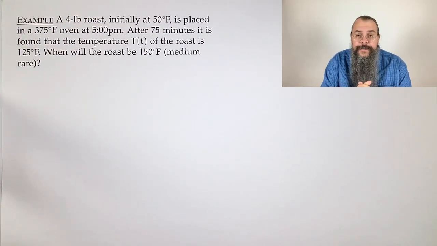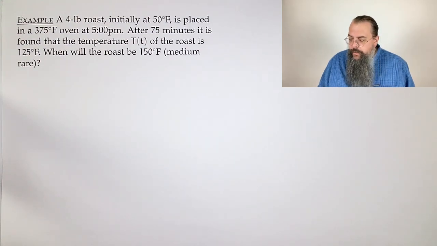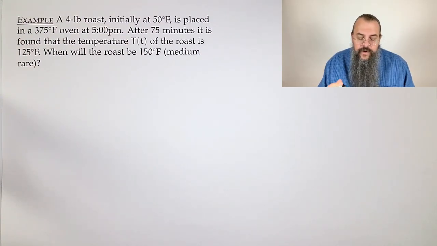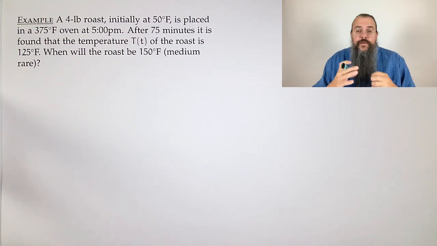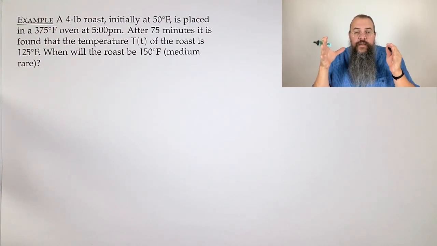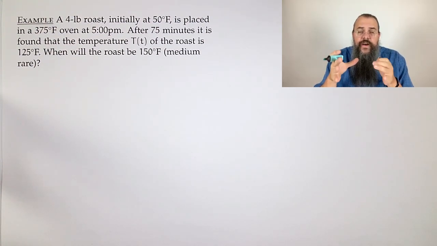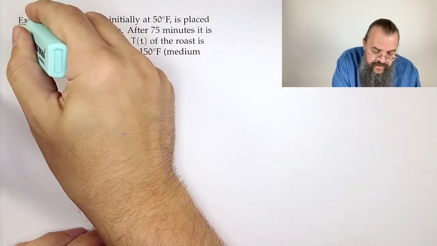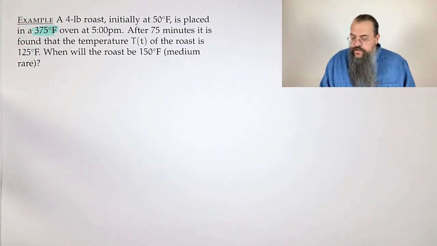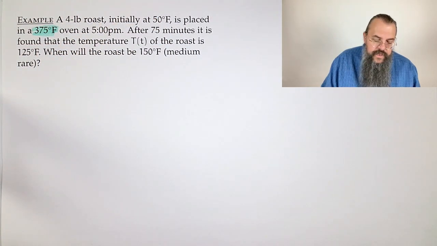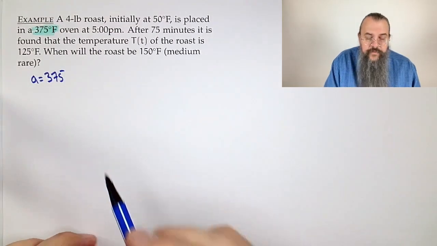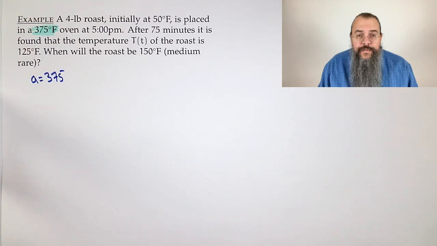Let's see what we have here. We have lots of pieces, so we have to look at things. The roast is what's changing. The oven is at 375, so that's the environment. This 375 is our ambient temperature. So our ambient temperature equals 375, and we'll drop our units for the time being.